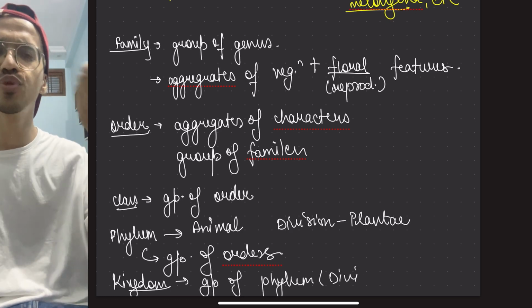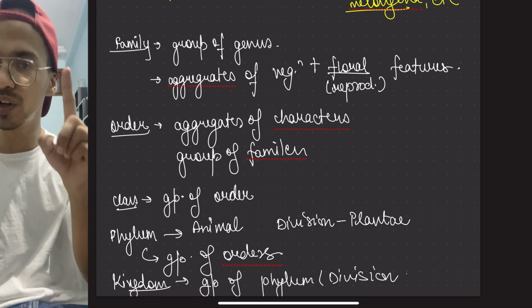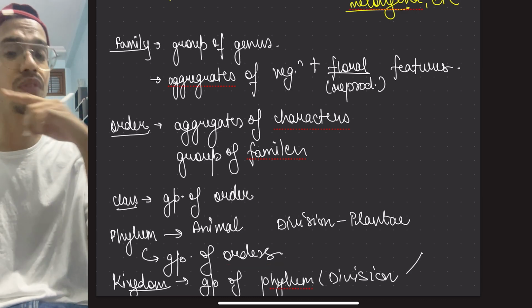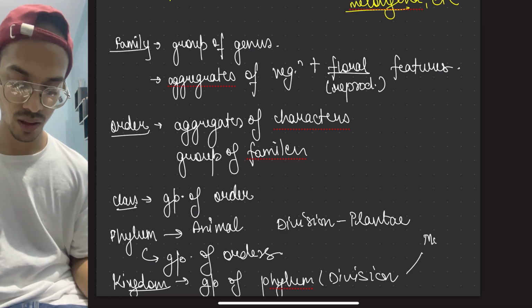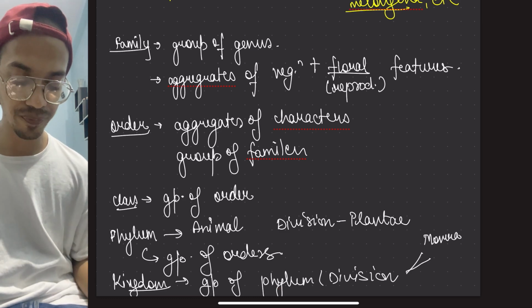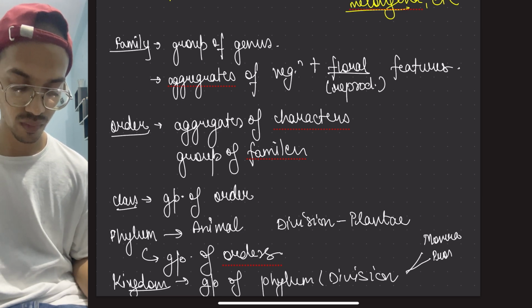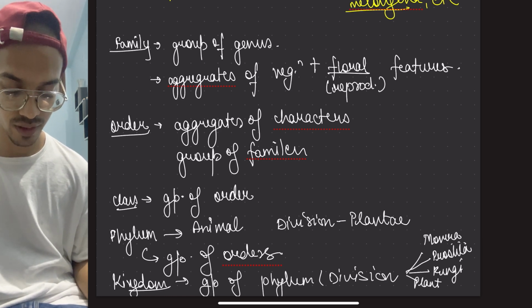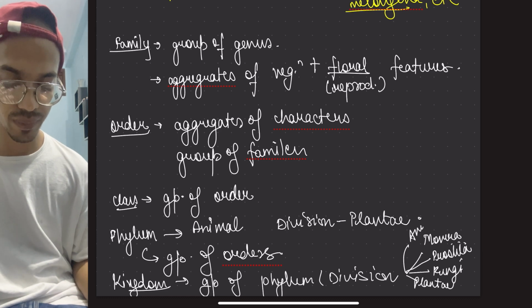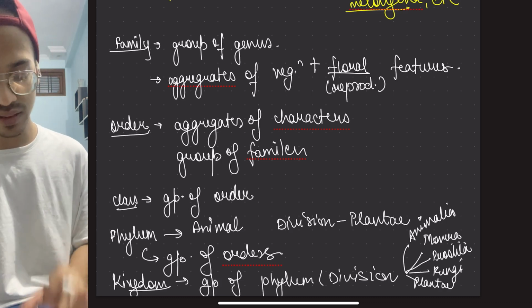We have R.H. Whittaker classification in which 5 such groups come. Here you will remember just the names; later on in biological classification we will learn it in detail. The 5 kingdoms are Monera, Protista, Fungi, Plantae, and Animalia. The numbers I have told you are in terms of their increasing complexity.